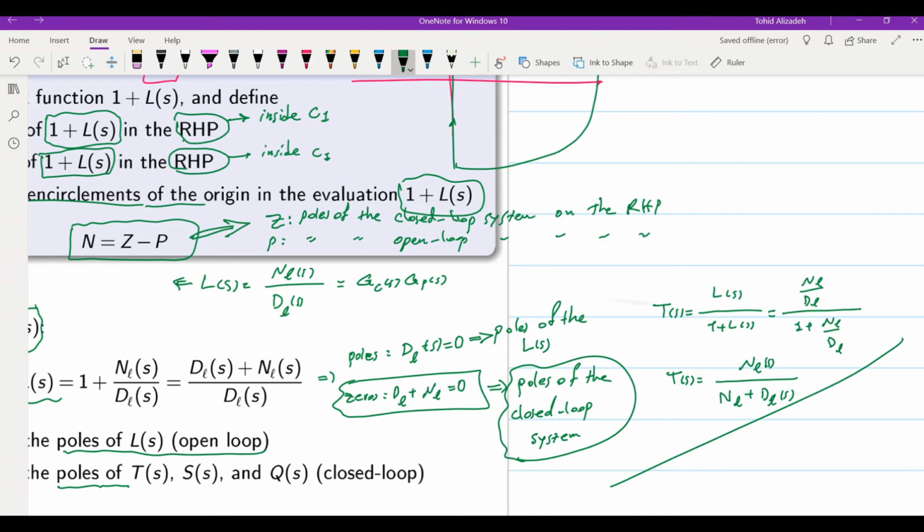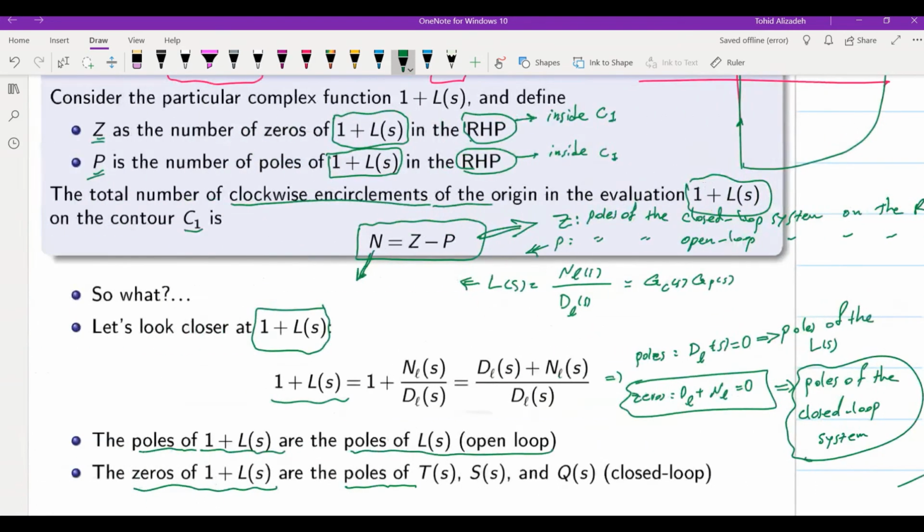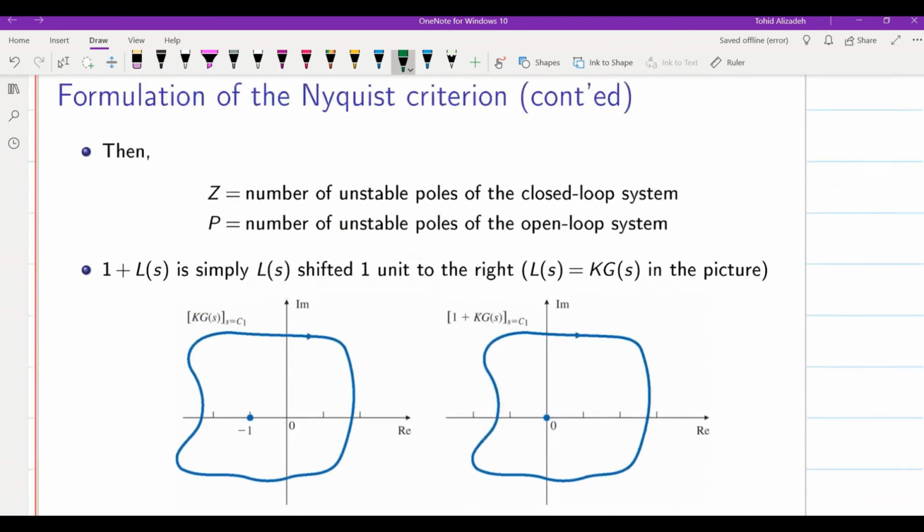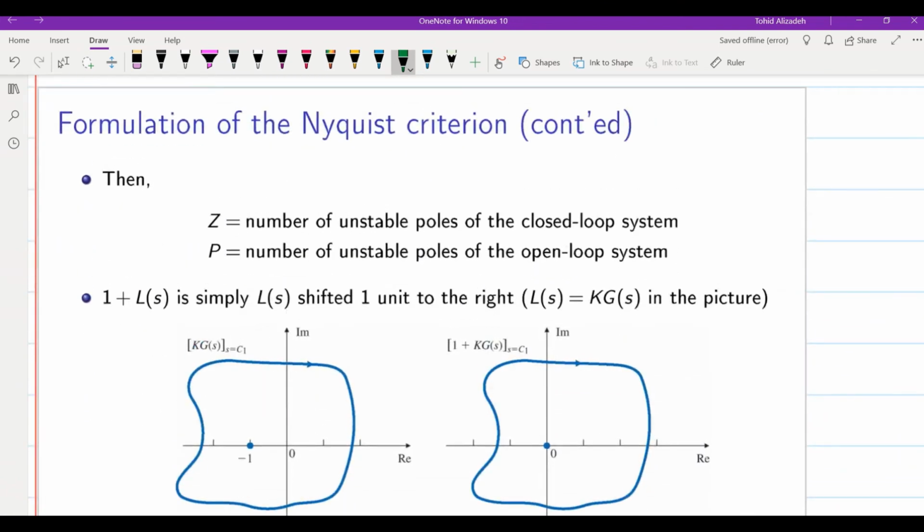And therefore, if we have the mapping of 1 plus L over the contour C1, we can determine the value for N. The value for P, which is the unstable open loop poles of the system, should be also easy to find, and based on that we can determine the value for Z. So here we have it. Z is the number of the unstable poles of the closed loop system. P is the number of unstable poles of the open loop system, so the poles which are on the right half plane.